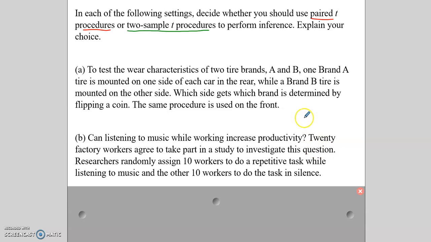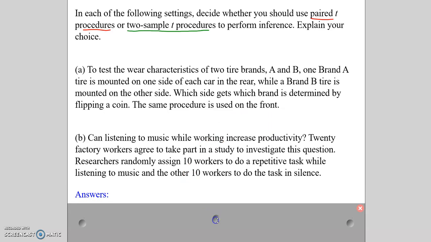Okay, welcome back. Did you actually press pause and do it? Did you? Are you lying? Okay, I hope you did. Here we go. Here are your answers.